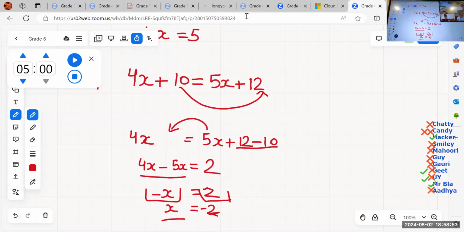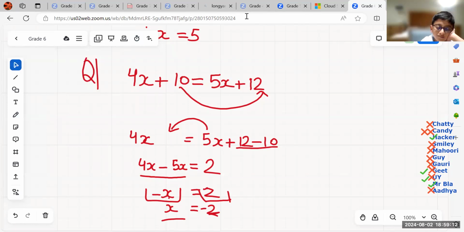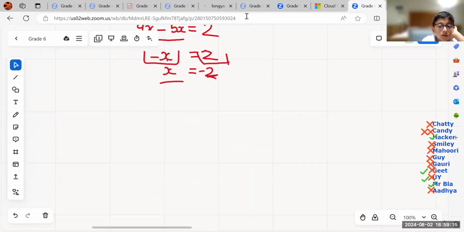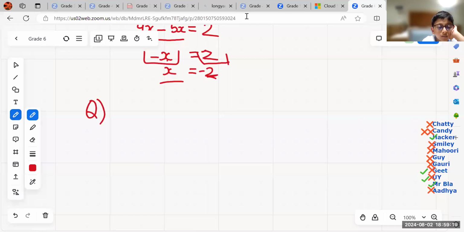So everyone understood? Sir, how can minus x be equal to a positive number? Because minus x is a negative number, and the negative of a negative number is a positive number. Got it? Got it. So I gave the answer as 2 at first, then because I thought minus couldn't be the answer, I just changed it.